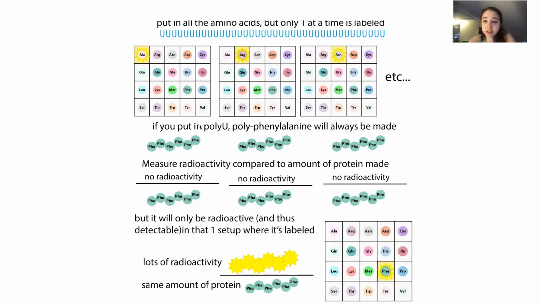And so because you don't know what you're going to be labeling, you have to try this out for each of the different letters. And what they found was that if you put in poly-U, then polyphenylalanine will always be made. But it will only be radioactive, and therefore detectable, in the setup where it's labeled. So if you label alanine, you're not going to see it. If you label arginine, you're not going to see it. If you label asparagine, you're not going to see it. But if you label phenylalanine, now you're going to see this increase in radioactivity.